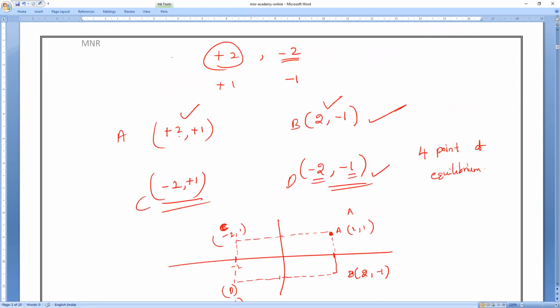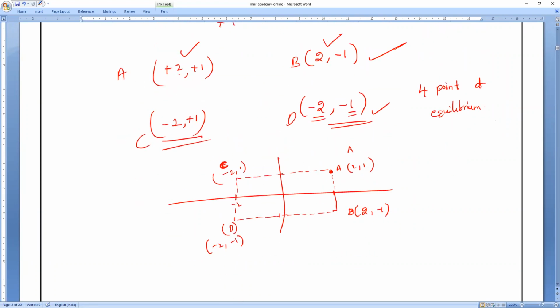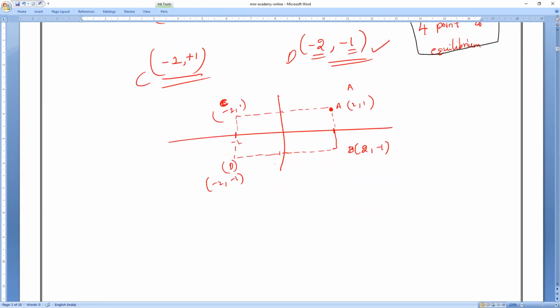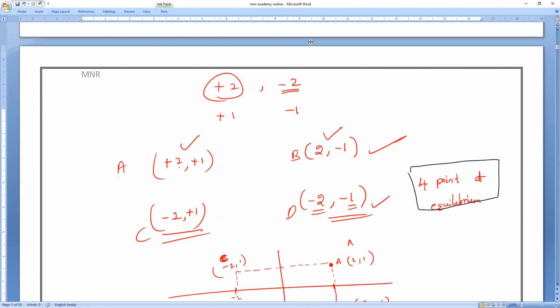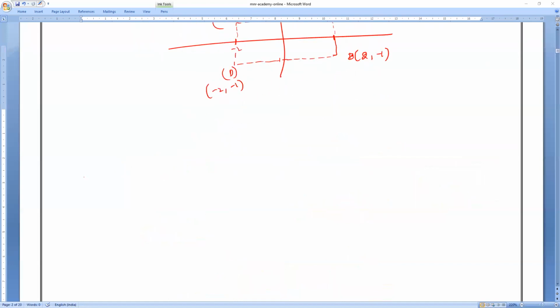So now at every point, we found that totally how many points it will come to equilibrium? 4 different points. Now at these points, either it is stable or unstable. That is what we should find. So let's start finding now, everybody. If you want to find stable or unstable, we have to go with second time differentiation, that is double differentiation. So let us verify at point A.